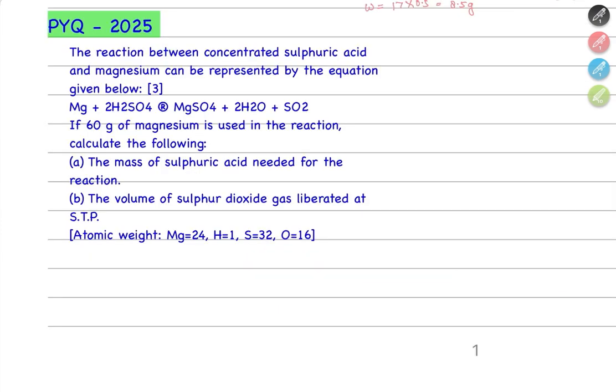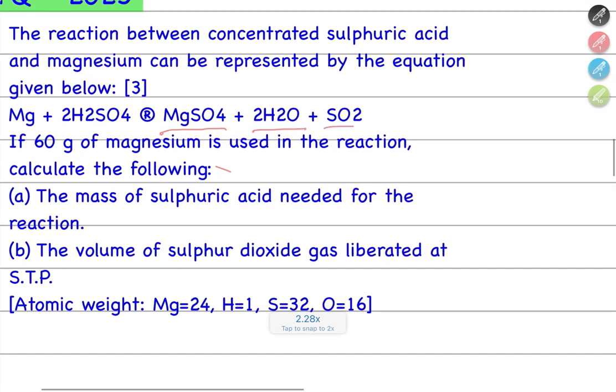Okay, let's solve a previous year question that came in 2025. Now let's look at the question. The reaction is given between magnesium and sulfuric acid, and the products formed are magnesium sulfate, water and sulfur dioxide.